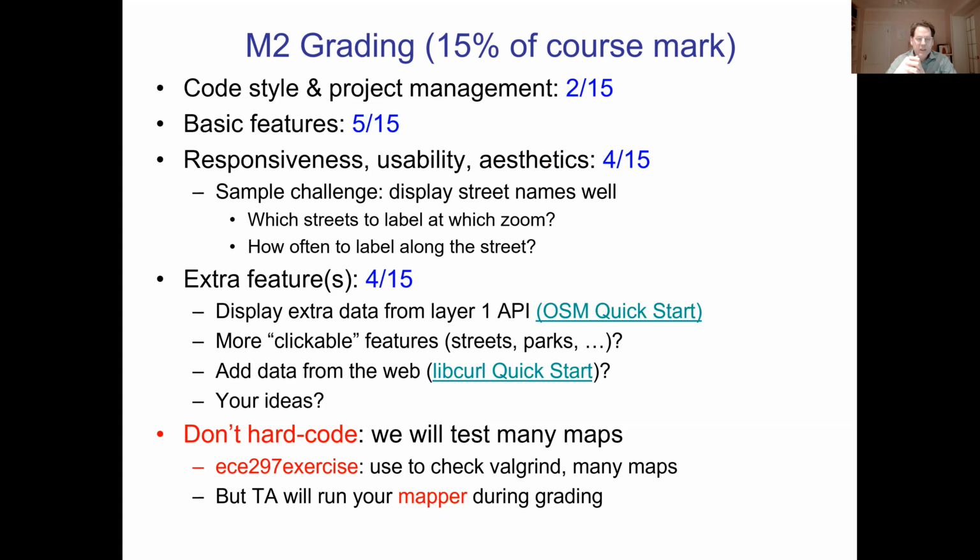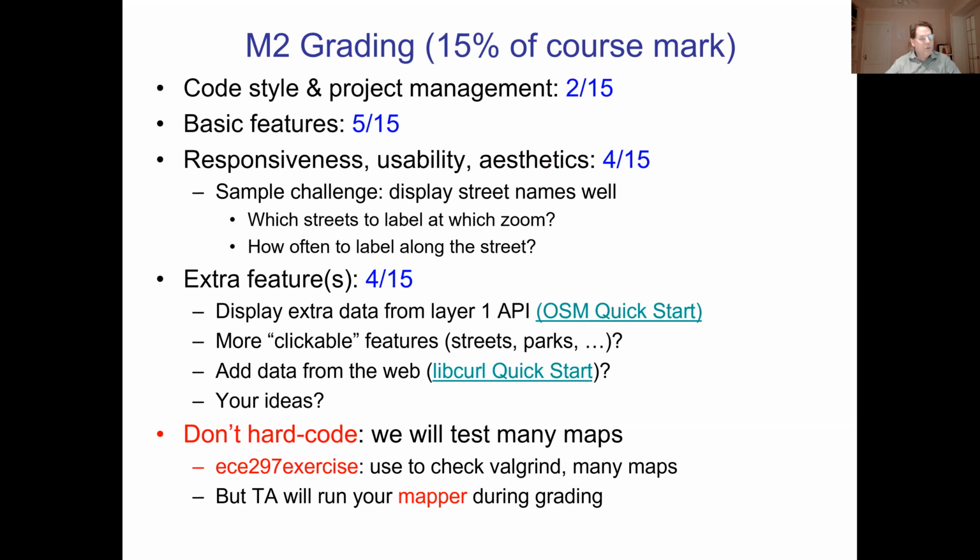And then 4 out of 15 are extra features. There are a bunch of ideas in the handout. I'll give a few here, but you're not limited to those. You can come up with your own ideas. You could display some extra data from the layer 1 API, that OSM database API, and there's a quick start guide to get you going on that. You could use that to show subways, for example. You could have more things that you can click on and interact with. We say you have to be able to click and find intersections, but you could make other things selectable.